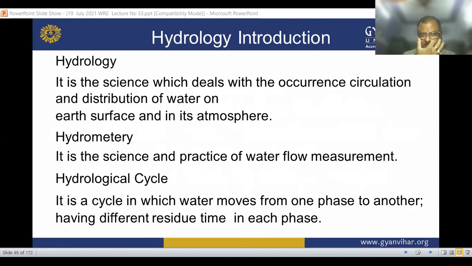Hydrology introduction: it is the science which deals with the occurrence, circulation, and distribution of water on the Earth's surface and in its atmosphere. Hydrometry is the science and practice of water flow measurement. The hydrological cycle is a cycle in which water moves from one phase to another, having a different residence time in each phase.